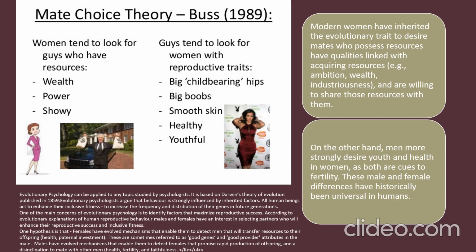Para naman sa mga males, ang description naman dito sa mga reproductive traits, para maging mabilis, no, yung production ng offspring. At saka tinitignan din nila kung yung babae ay hindi na rin makikipag-mate with other men. So for reproduction, dapat healthy, dapat fertile, at saka faithful yung mga babae. Siyempre para ma-assure yung mga lalaki na magpapatuloy yung kanilang generation.